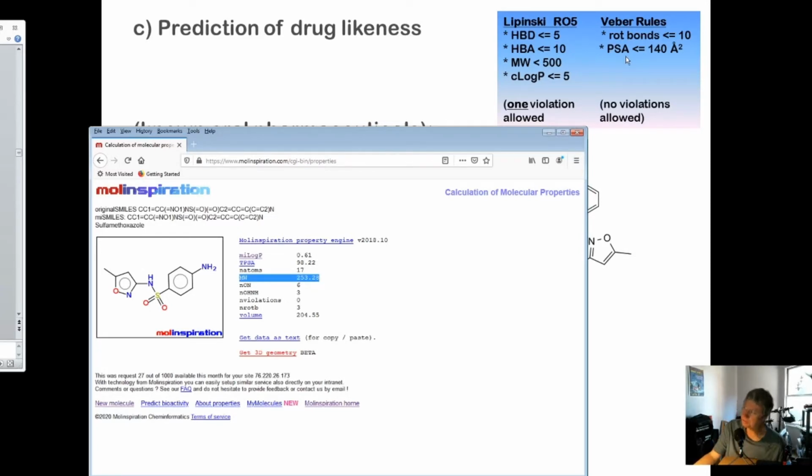What about the Weber rules for drug likeness? Well, rotatable bonds, which I'm not going to even look at theirs because I think it's going to be wrong. I see 1, 2, 3, 4, 5. They're calculating 3. Okay. Wait, 1, 2, 3, 4, 5. Yeah. Nevertheless, we are definitely well under the threshold, even if we use their calculation. PSA is less than or equal to 140. Let's see. Oh yeah, there's 98. Great.